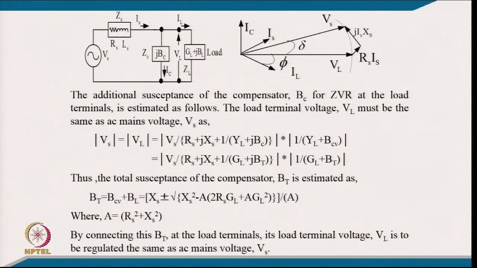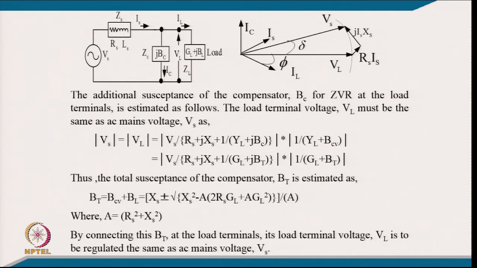Why are we saying BCV? Compensator for voltage regulation, V, plus BL. That is the compensator for compensating only the load reactive power, and this comes equal to XS plus minus under root XS square plus minus A into bracket 2 RS GL plus A GL square in bracket, divided by A, where A is nothing but the magnitude of the source impedance, RS square plus XS square.